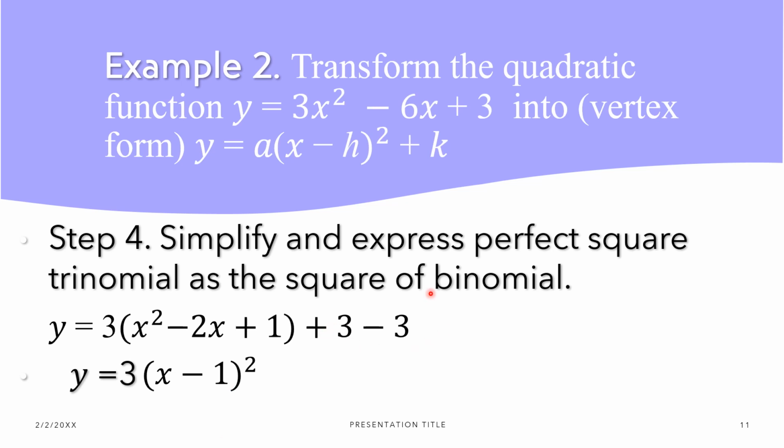Then, simplify natin po ito. 3 minus 3 is 0. So, wala na po. Dahil 0 na, wala na tayong ilalagay. And that is the vertex form. So, dito po, makukuha na po natin yung h at k natin. So, ang h natin is positive 1. Dahil po, wala tayong k na nakita, k is equal to 0.